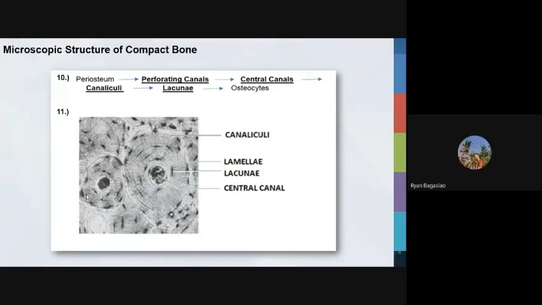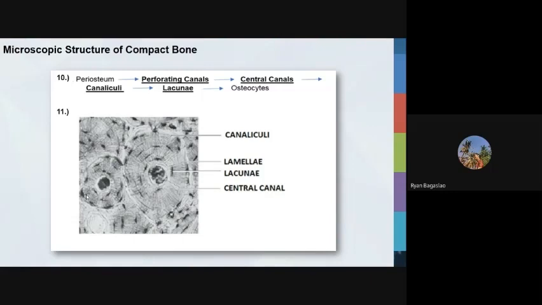So, good day everyone. I am Ryan Edward Bagaslao and I will be reporting about the microscopic structure of compact bone. So, question 10 asks what is the route that the nutrients take through a bone, starting with the periosteum. In the periosteum, together with the endosteum, it supplies blood to the blood vessels.